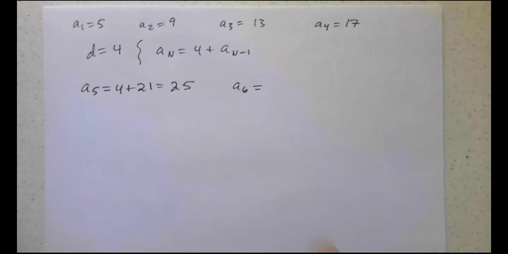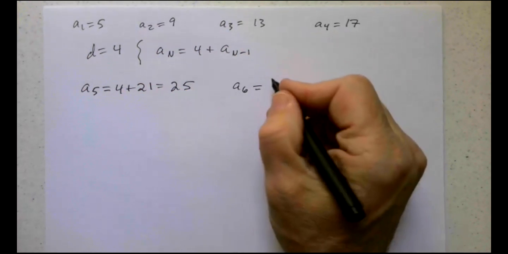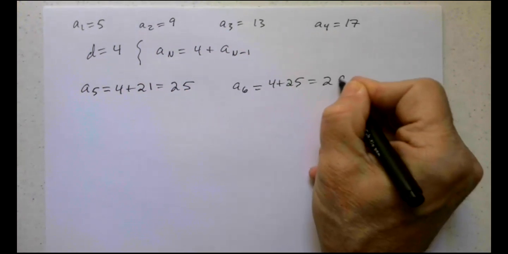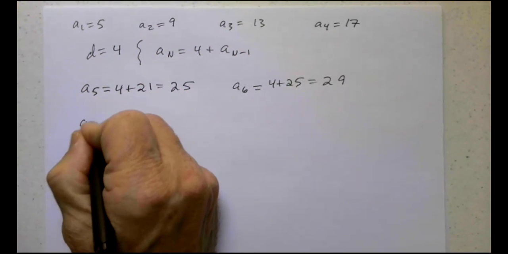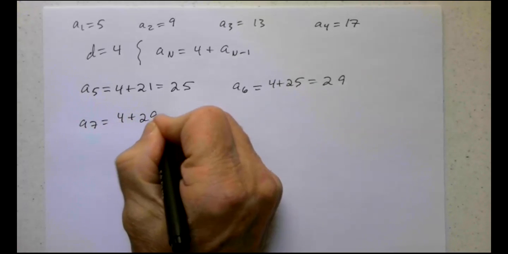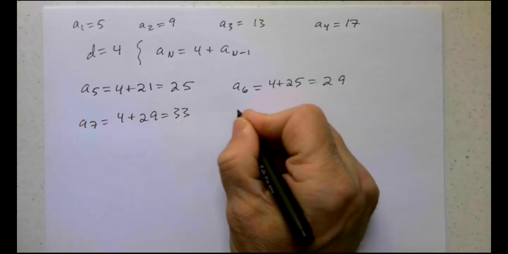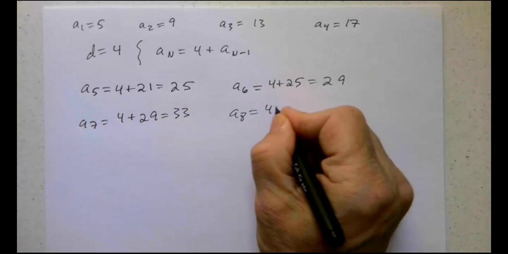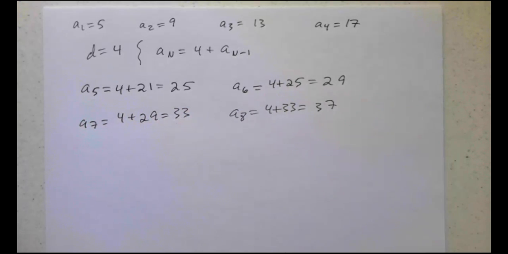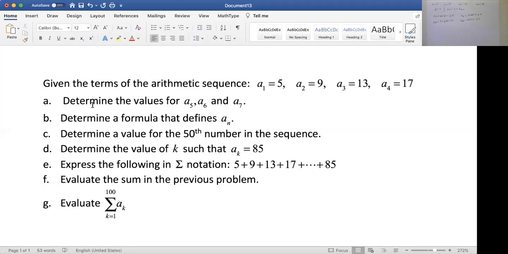A sub 6 is 4 more than the previous term, 4 plus 25, which is 29. A sub 7 is 4 more than the previous term, 4 plus 29 is 33, etc. Do one more. A sub 8 is 4 plus the previous term, 4 plus 33 is 37. And we can go on forever doing this. Let's see what the next question is.